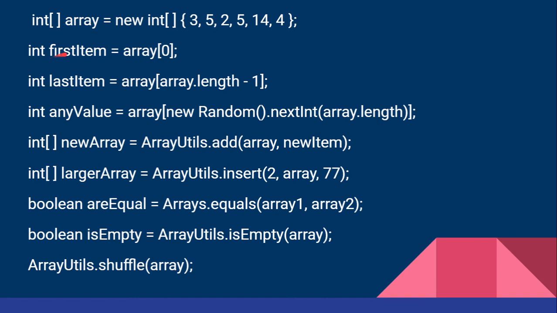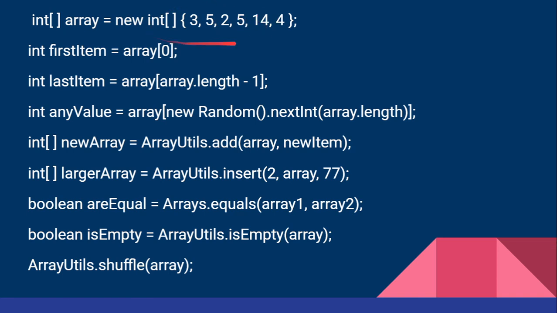And then int first item is equal to array of 0. We have seen the previous example, we are taking the index as the first element. So first item is array of 0, which is 3, because the array index always starts with the 0th index. Last item is equal to array of array dot length minus 1. We have seen array dot length is the number of elements of the array, minus 1 is the previous one, because suppose we are having here 0, 1, 2, 3, 4 and 5. The array's length is 1, 2, 3, 4, 5, 6.